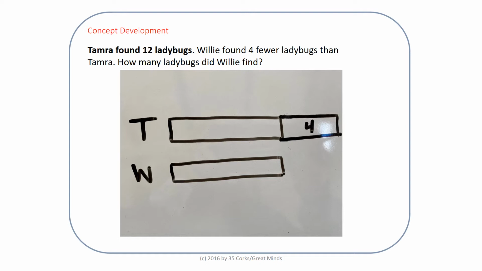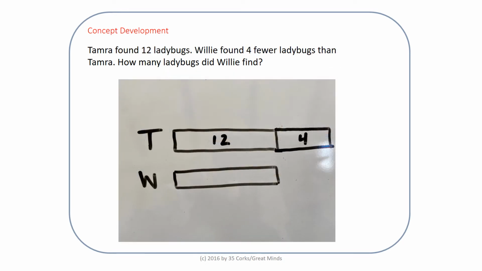Now we're going to read the first sentence of the story again. Tamara found 12 ladybugs. Now look at Tamara's tape. Where do you think the 12 should go? According to Tamara's tape now, did she find 12 ladybugs? No, it looks like she found 16 ladybugs. Is 12 the total amount of ladybugs Tamara found or just a part?